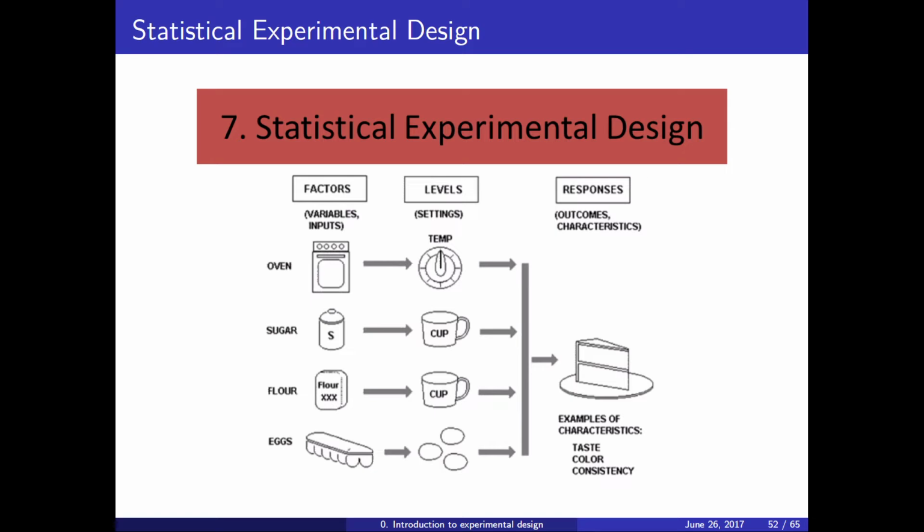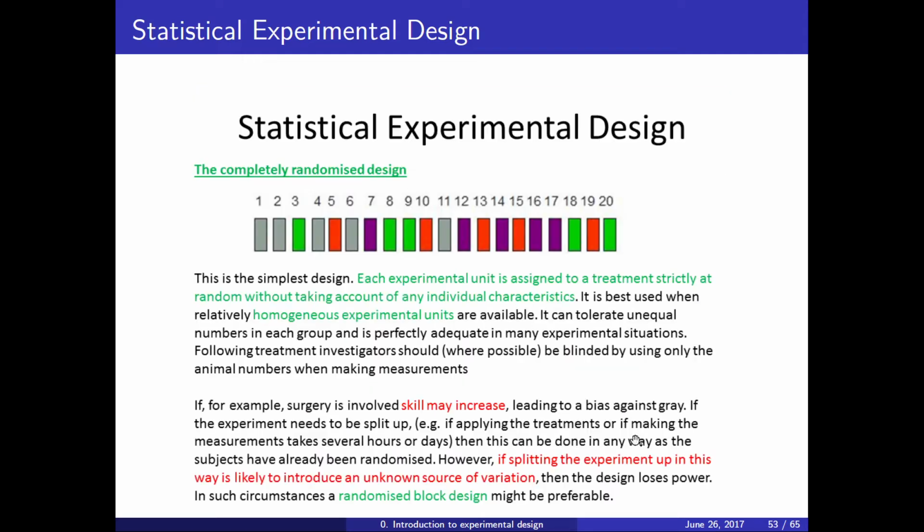So for instance, let's say that we want to make the best cake in town. We can have different factors that are the temperature in the oven, the amount of sugar, the amount of flour, the amount of eggs, and then you have different levels for these, so you can have different temperatures, different amounts of sugar, and you can make combinations of these. For each one of them you will have a cake, and then you will have to characterize this cake numerically in terms of taste, color, consistency, or whatever, and then you can try to find the best combination that produces the best result.